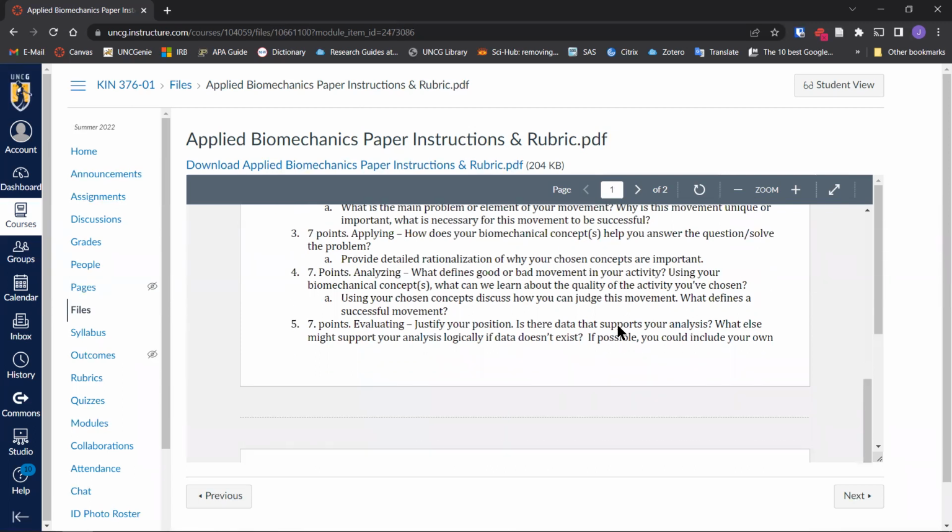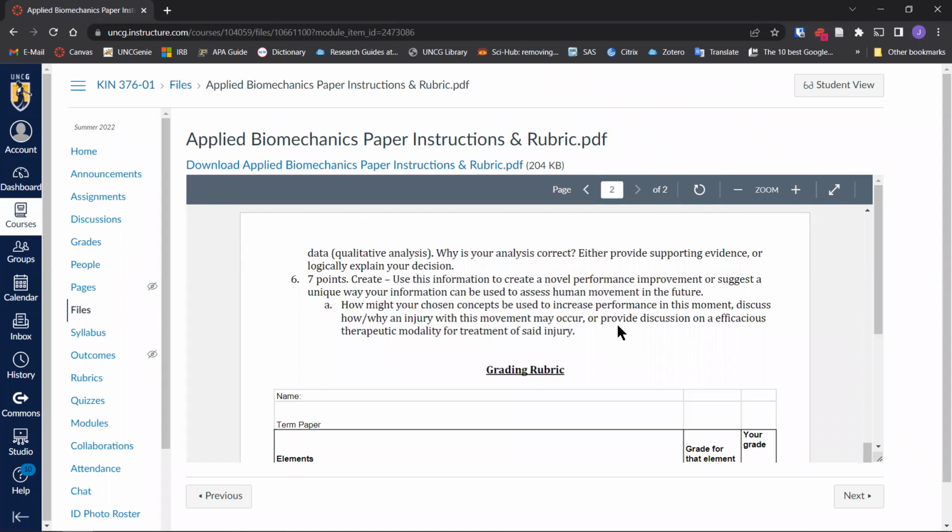You'll get another 7 points for your evaluation section. You're justifying your position. Is there data that supports your analysis or conclusion? If there is, feel free to cite it and provide an APA citation for it. I'm more than happy for that, but you don't necessarily have to use data for this. After you learn this material, you'll be able to logically rationalize your decision.